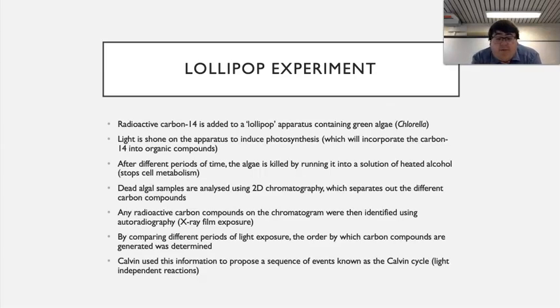By comparing the different periods of light exposure, the order in which carbon compounds are generated was determined, and Calvin used that information to propose a sequence of events known as the Calvin cycle, which was the light-independent reactions we talked about in the last video.